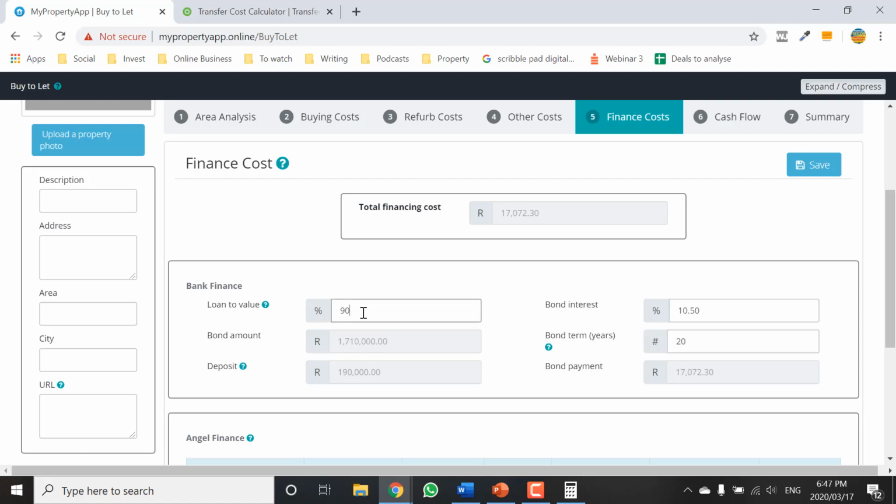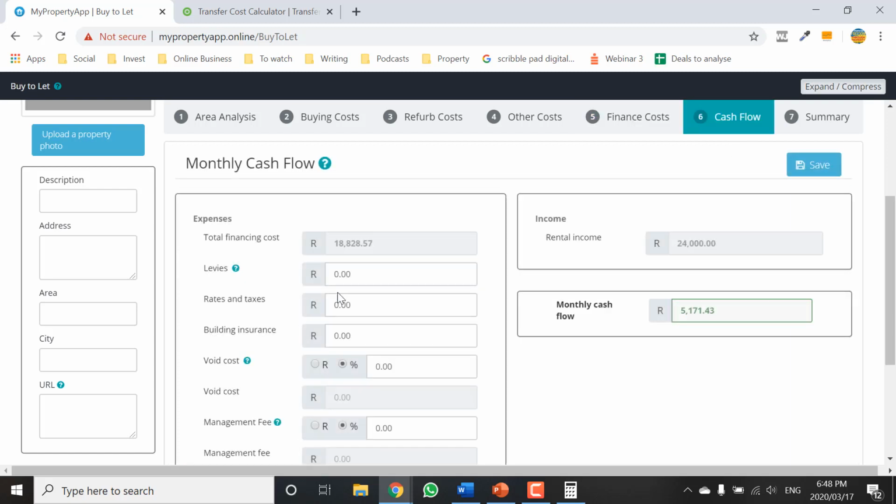Okay, so let's assume we're going to get a 90% loan to value. I'm just going to use the bank loaning here as an example. But of course, when you're working with an investor, you're probably looking at a slightly higher interest rate. So I'm going to put you at 12% interest rate. Okay, let's go to cash flow.